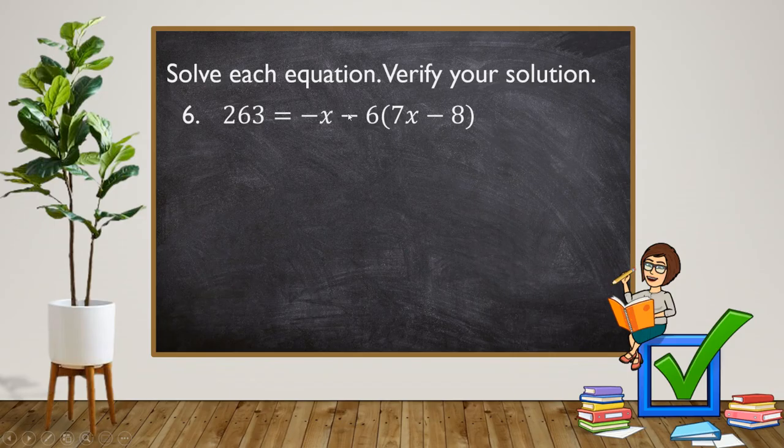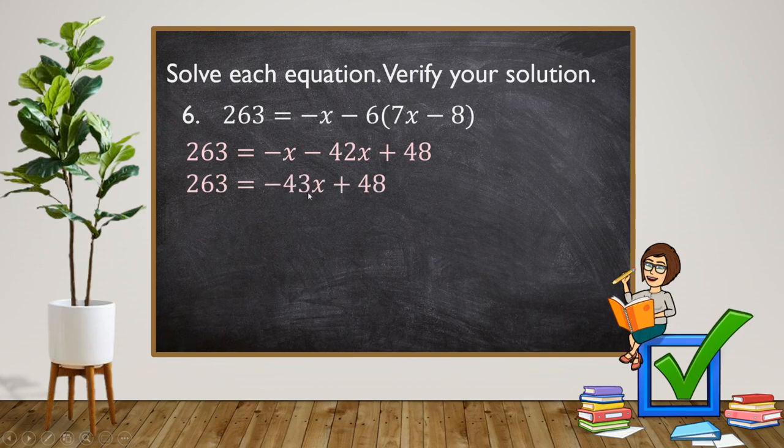In number 6, we need to distribute this negative 6 that's in front of the parentheses. So that would give us, when we take negative 6 times 7x, we get negative 42x, and then negative 6 times negative 8 gives us plus 48. Negative x and minus 42x, they are on the same side, the exact same variable, so we need to combine like terms. Negative x minus 42x gives us negative 43x. So next, to isolate x, I would subtract 48 from both sides and then divide both sides by negative 43.